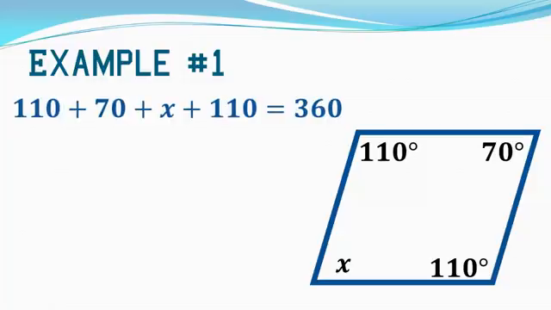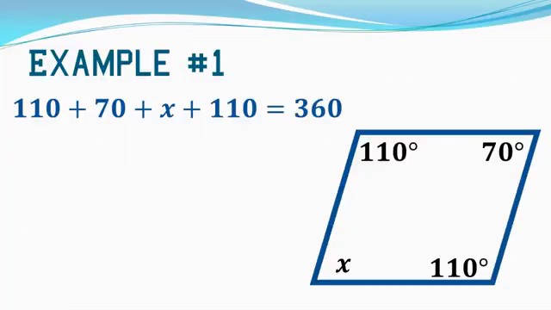Let's try a couple examples using what we know about quadrilaterals. So we have, in this case, 4 angles, 3 that are given, 1 that's unknown. I know that the sum of all interior angles of a quadrilateral gives us 360 degrees. So I'm going to add them all up. 110 plus 70 plus x plus 110 equals 360. Now it's just a matter of solving for x. I know that x in this case represents one of the angle measures. You could use angle 3 if you feel more comfortable writing that in. X is just always a great variable, a great placeholder.